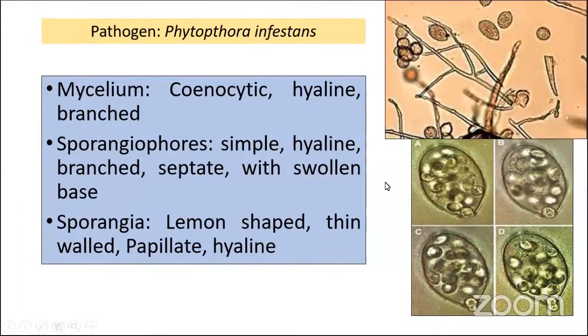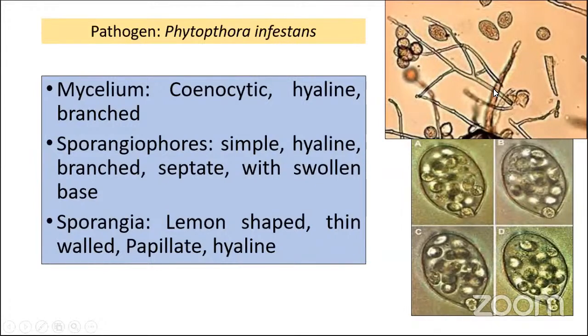So now coming to the pathogen, we know that Phytophthora infestans is an oomycete, which is causing the disease. The mycelium of the oomycetes is coenocytic and hyaline. Hyaline means the mycelium is transparent, so we are calling it hyaline. It is branched, having different branches.